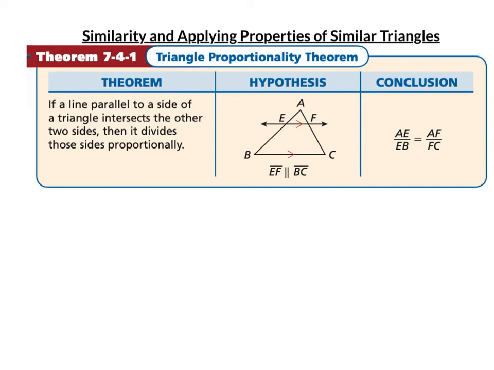If a line is parallel to a side of a triangle and intersects the other two sides, then it divides the two sides proportionally. AE in the picture is to EB as AF is to FC. And we can state this a little more simply by just labeling the sides A, B, C, and D. This is the case that A over B equals C over D.